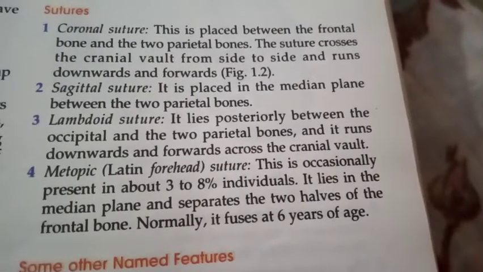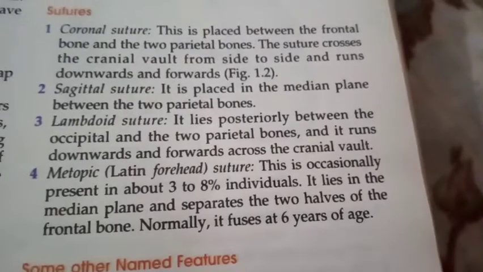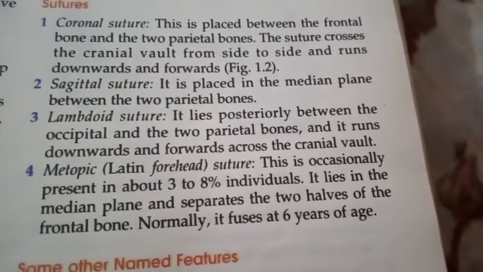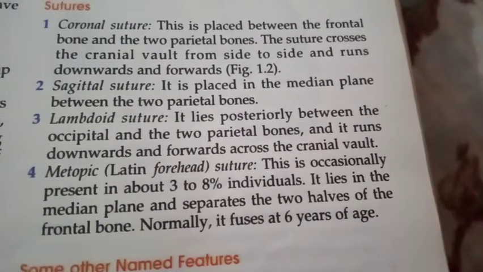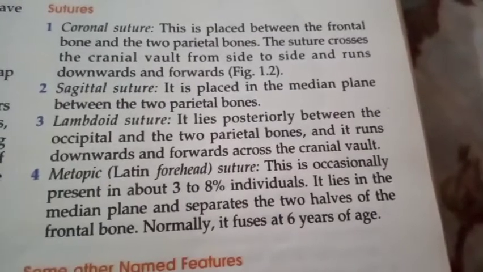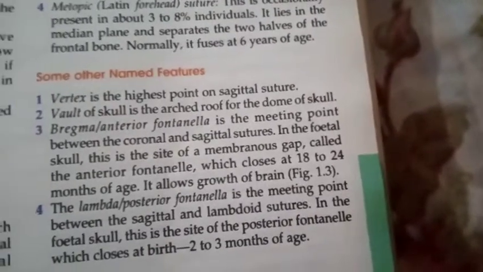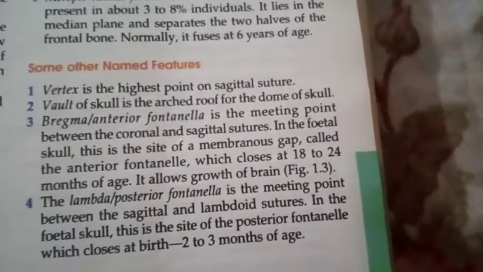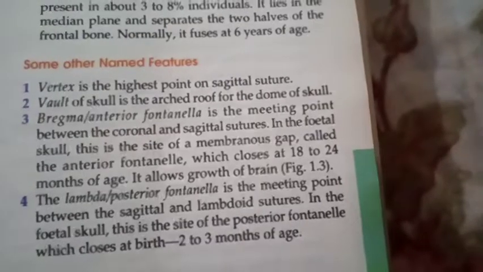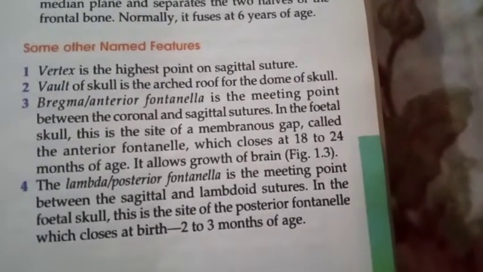Metopic suture, or forehead suture: this is occasionally present in about 3 to 8% of individuals. It lies in the median plane and separates the two halves of the frontal bone. Normally it fuses at 6 years of age. Some other named features: the vertex is the highest point on the sagittal suture. The vault of the skull is the roof or dome of the skull.